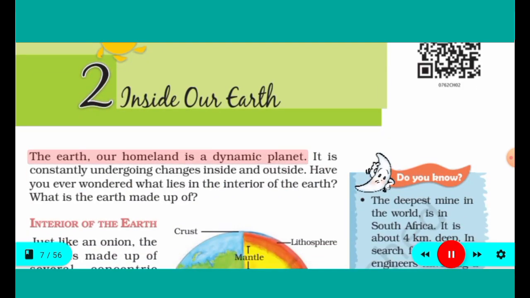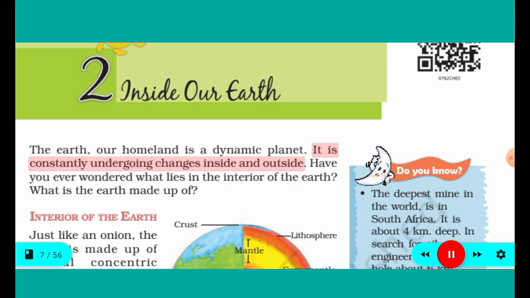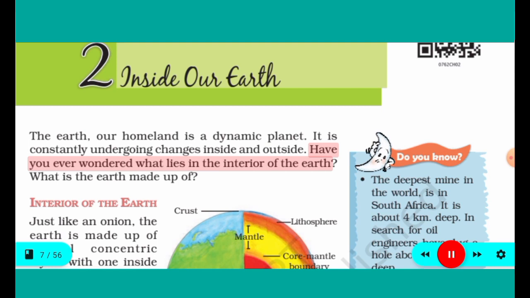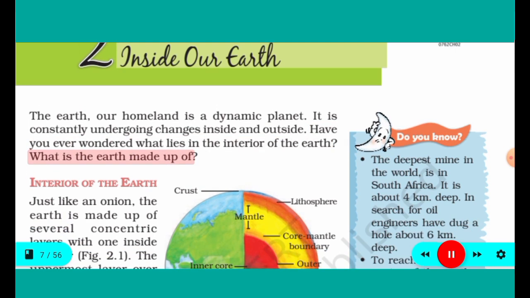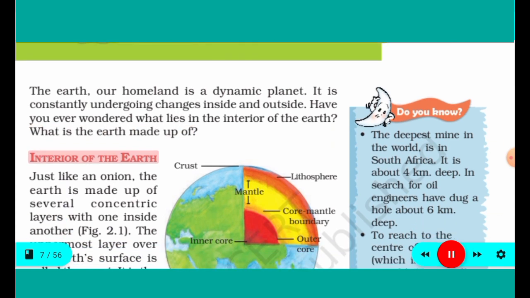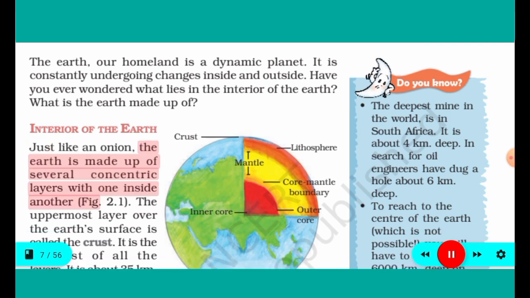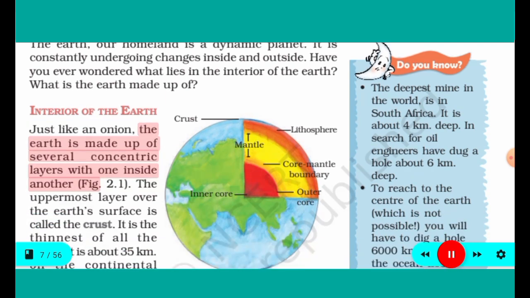Our homeland, the Earth, is a dynamic planet. It is constantly undergoing changes inside and outside. Have you ever wondered what lies in the interior of the Earth? What is the Earth made up of? Interior of the Earth. Just like an onion, the Earth is made up of several concentric layers, one inside another.